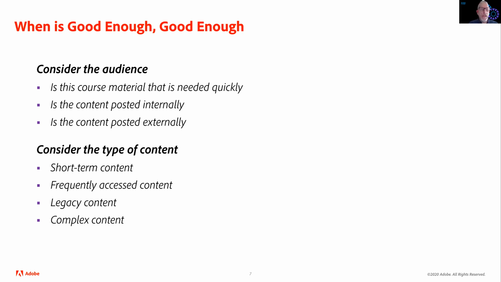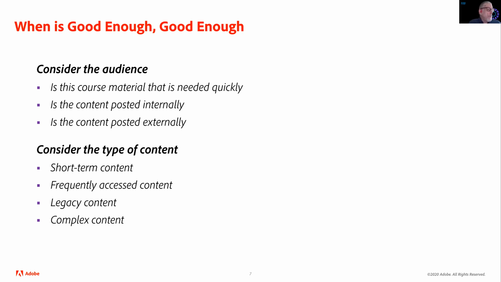Some of the other things to think about with regard to the type of the content. Is it just short-term content? Is it something that is going to live for just a little bit? Well, maybe it doesn't actually need to be PDF UA. It needs to be fully usable by someone with an assistive technology, but maybe you don't need to meet PDF UA. Is it frequently accessed content? This is content that you're going to want to go to the last mile and make sure that you have done everything completely correct.